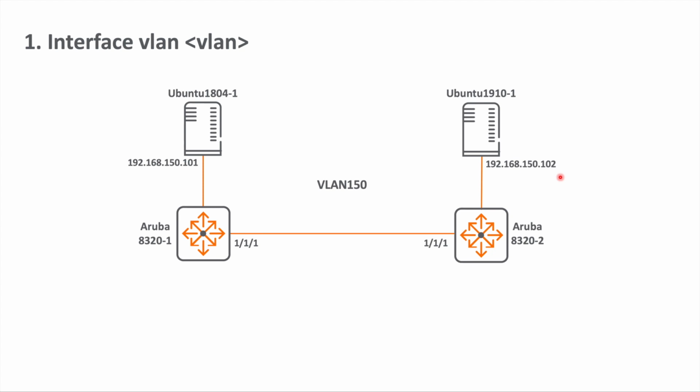Now, if we wanted to move that to a layer 3 setup, one of the things about this configuration is that the Aruba devices are only acting as switches, so just layer 2 at the moment. They don't have an IP address in this 192.168.150 range. But with the interface VLAN command, we can allow the Aruba devices here to participate in this VLAN and still switch the traffic for the Ubuntu servers. We do that with this configuration.